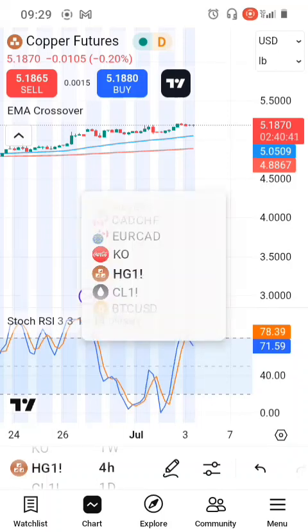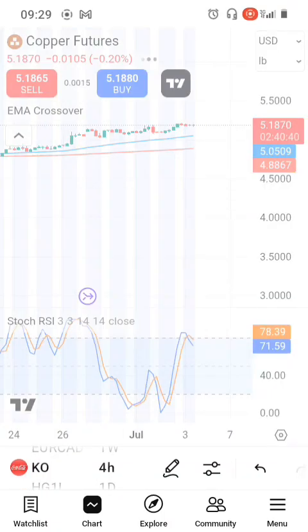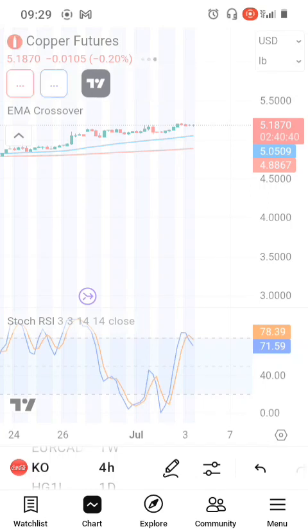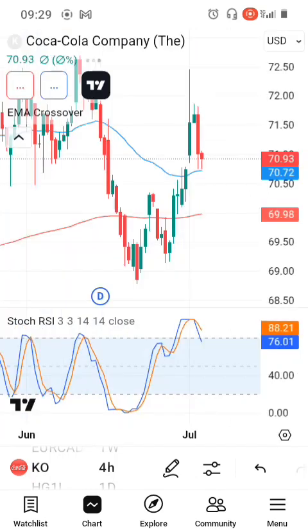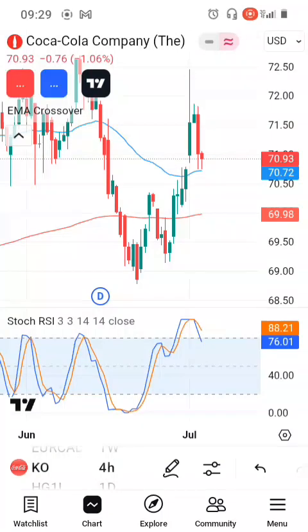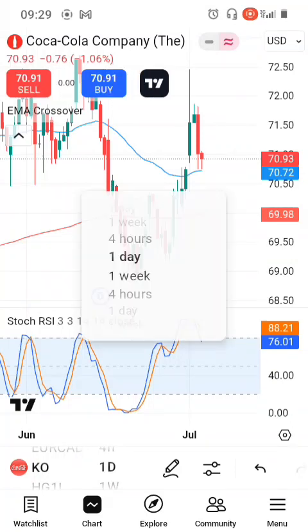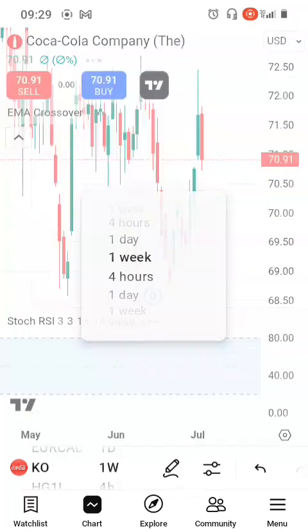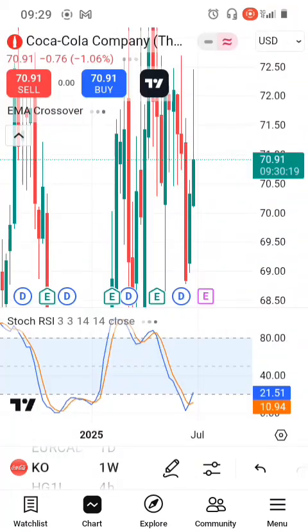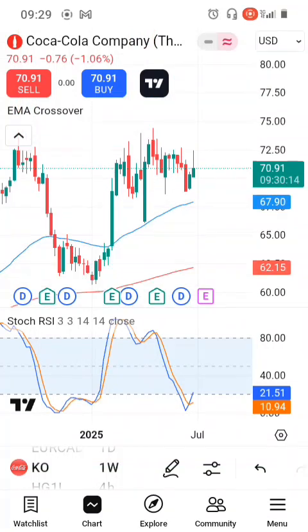The last one I want to show you before we end this video, the lesson, is Coca-Cola. As you can see, Coca-Cola is very similar to what happened with copper, in the sense that the entry is oversold. But on the week, we have a perfect reversal entry. So I'm just watching these. As a trader, it is important to watch the markets.